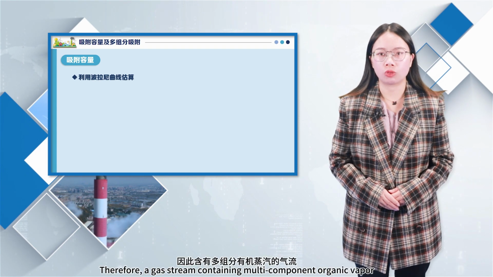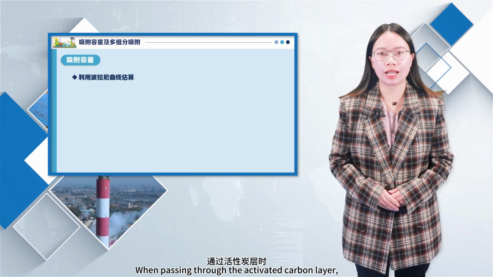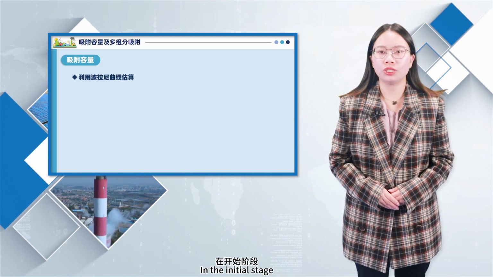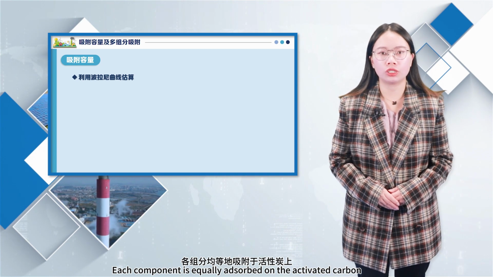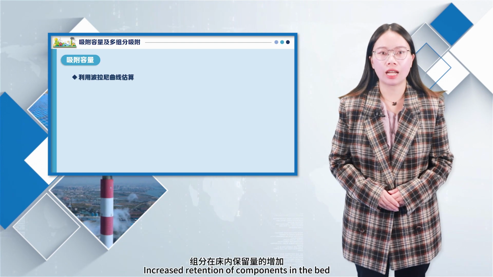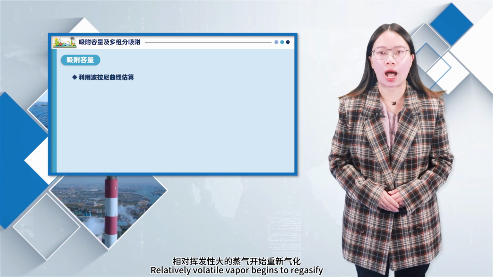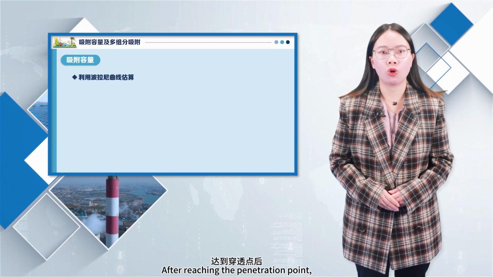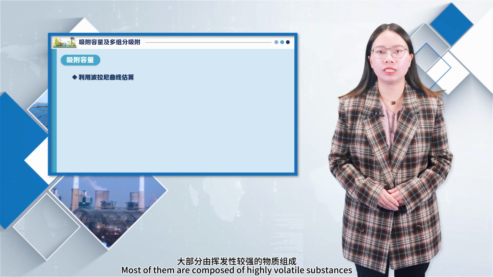Therefore, when a gas stream containing multi-component organic vapor passes through the activated carbon layer, in the initial stage, each component is equally adsorbed on the activated carbon. But as the boiling point is higher, the retention of those components in the bed increases, and relatively volatile vapor begins to regasify. After reaching the penetration point, the exhaust vapor is mostly composed of highly volatile substances.